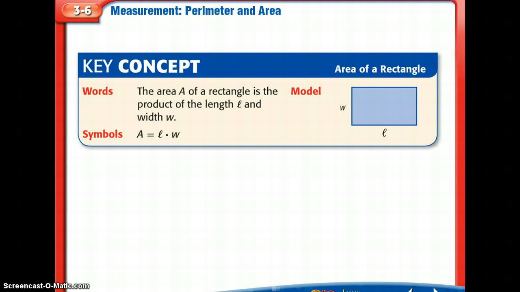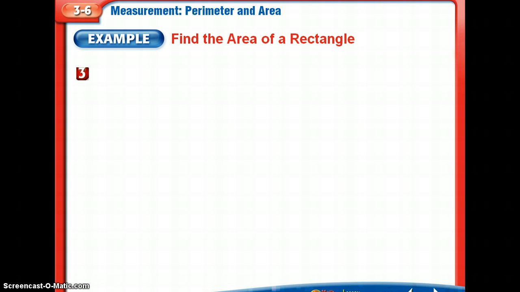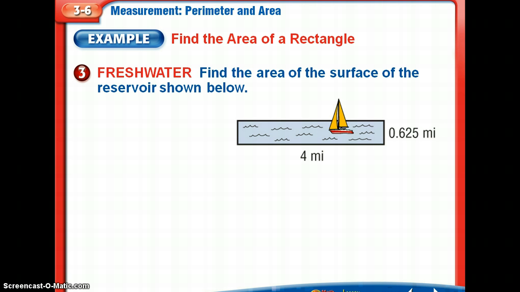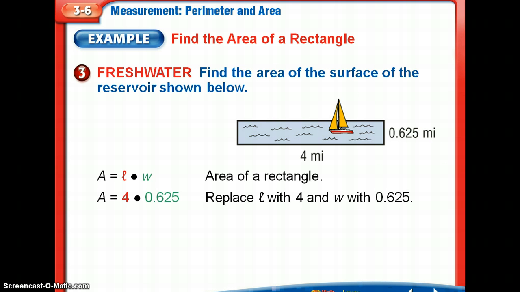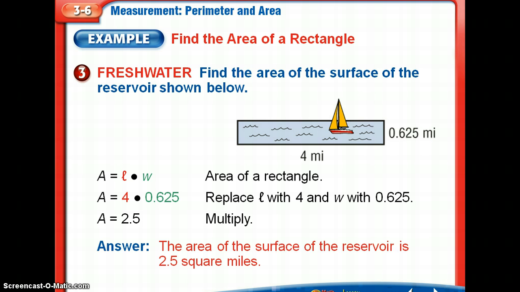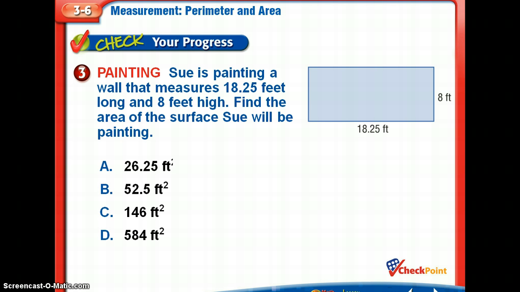Alright, for area. Area is length times width. Pretty simple to figure out. So find the surface area of the reservoir shown below. We've got 4 miles and 625 thousandths of a mile. We're going to plug in the area of a rectangle. We're going to substitute in what we know and multiply it out. The area of the reservoir is 2.5 square miles. Just length times width. Real slick.